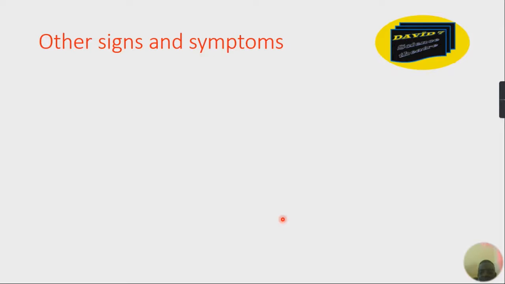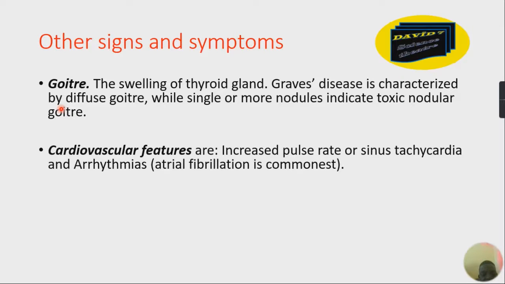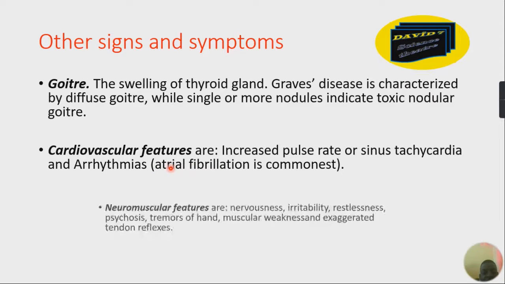Other signs and symptoms of Graves' disease: we have goiter, the swelling of the thyroid gland. This disease is characterized by diffuse goiter, while single or multiple nodules indicate toxic nodular goiter. I've talked about these. Another sign and symptom is the cardiovascular features. For example, you have increased pulse rate, sinus tachycardia, and arrhythmias, usually atrial fibrillation of the atrium. That is the commonest arrhythmia you will find.